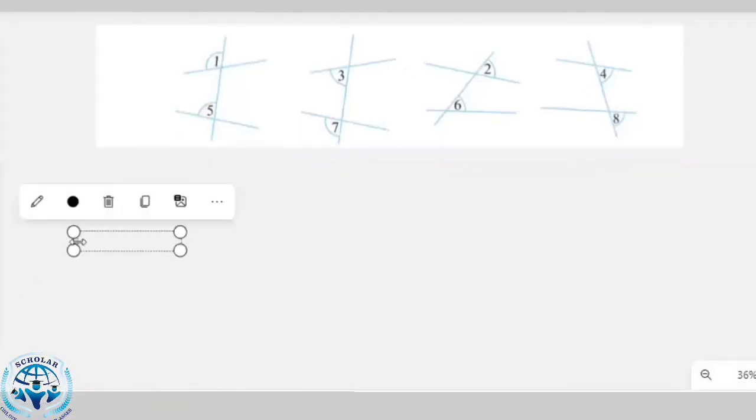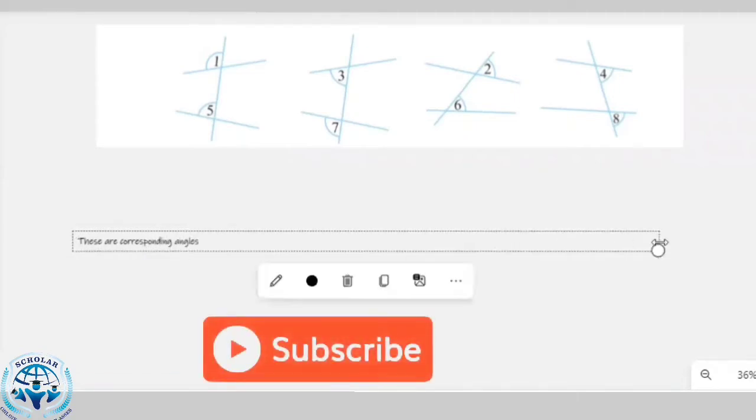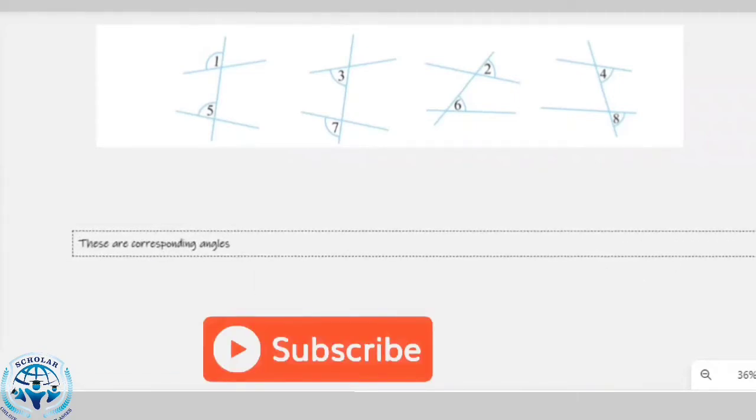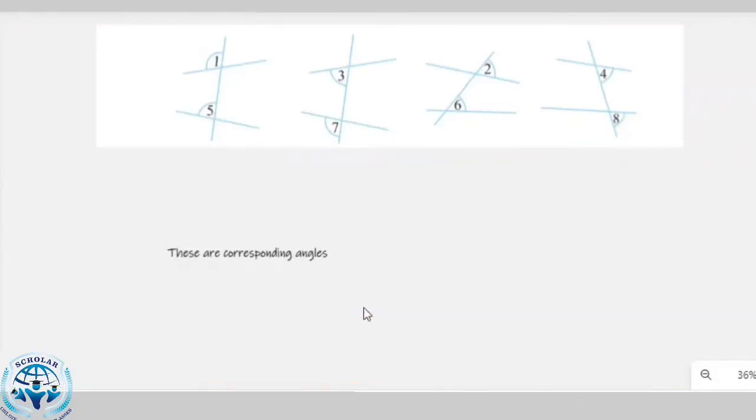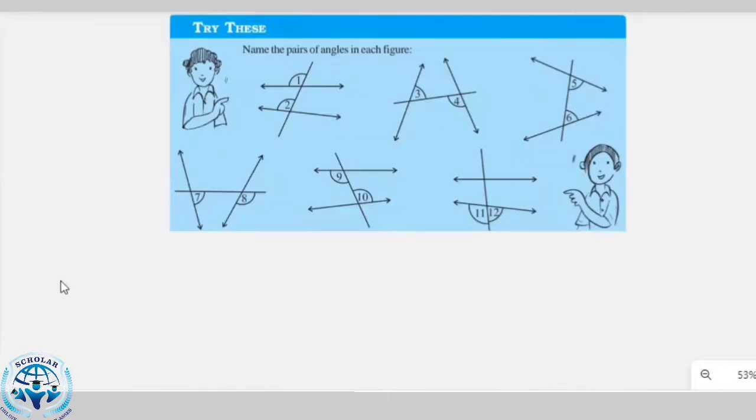Now see these angles. What are these angles? These are corresponding angles on the same side of the transversal with different vertices. Now try these. Name the pairs of angles in each figure. Let's name the figure number 1. Angles are corresponding angles, right?